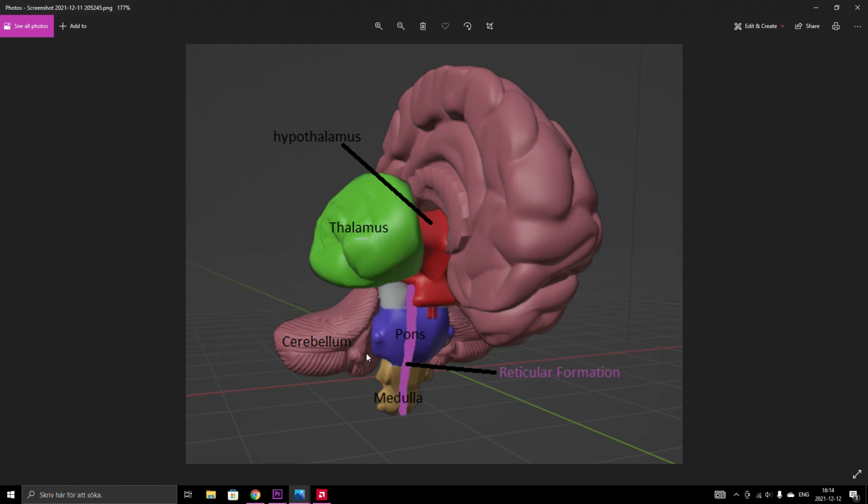And then we've got the cerebellum. The cerebellum is responsible for the maintenance of balance and posture, coordination of voluntary movement, motor learning, and cognitive functions.